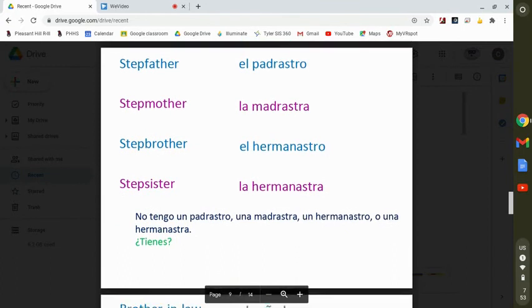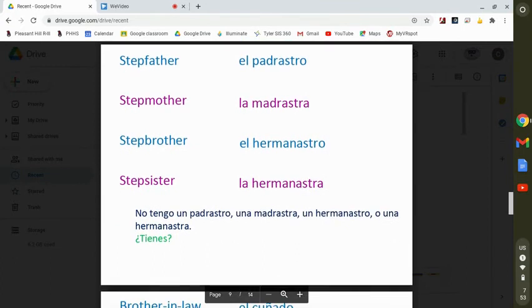Okay, we talked about this before. They really don't consider step-parents to be step-parents in the Hispanic culture. It's like a father or a mother. But they have these words because in American society, a lot of people are like, that's my dad, but that's my stepdad. We make sure that people know which one's the real one, which one's the step one.